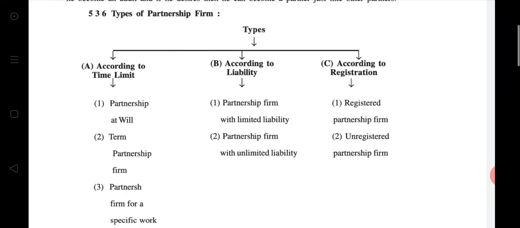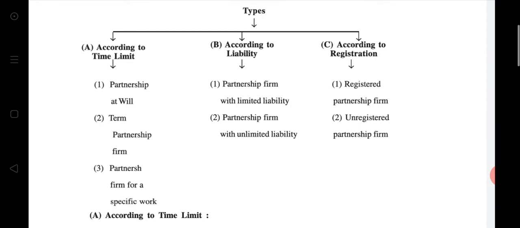Now, types of partnership firm. In the last lecture I told you to make a chart of this topic. So I hope you all made it. Okay. Now we understand in detail.